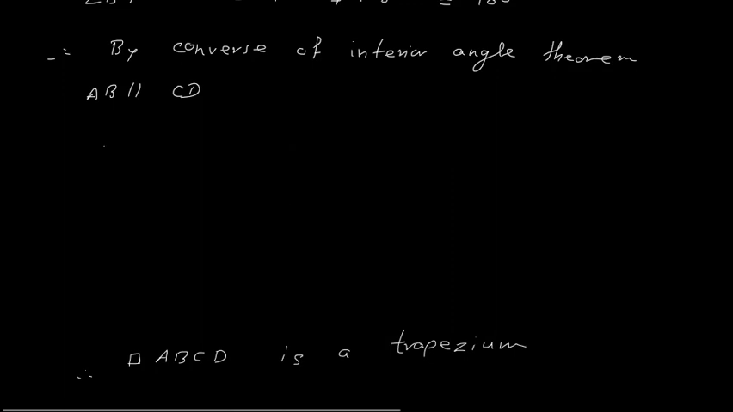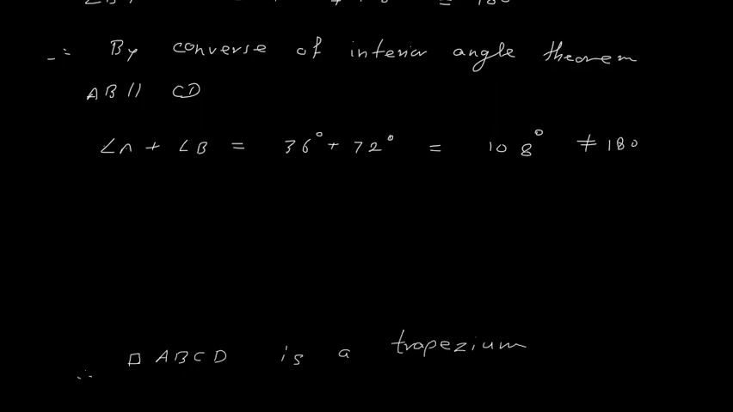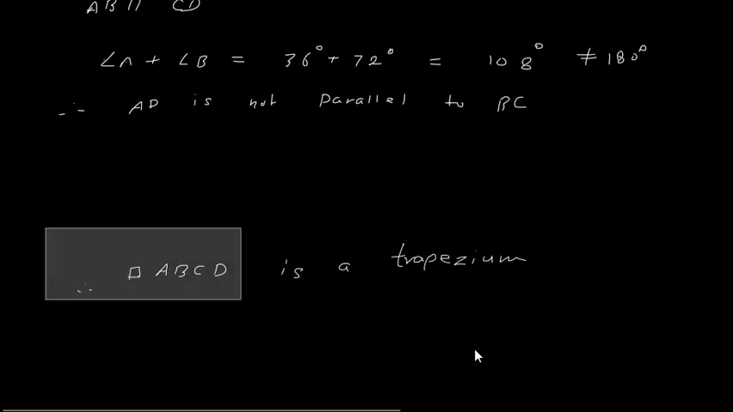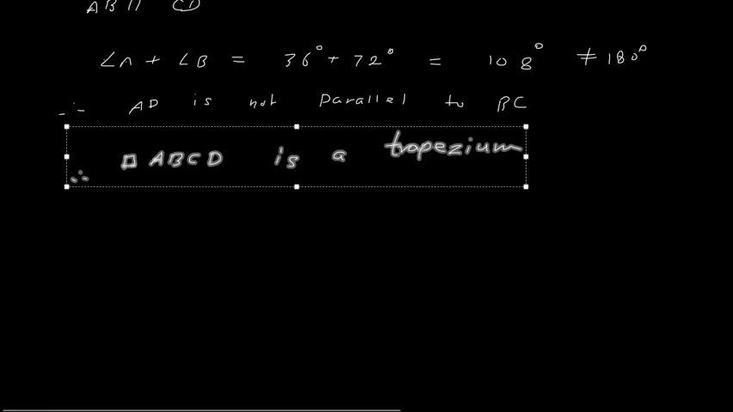Let us check the sum of angle A plus angle B. It is 36 degrees plus 72 degrees, which gives 108 degrees, which is not equal to 180. So as the sum of these two angles is not 180, we can say that AD is not parallel to BC. So we have AB parallel to CD, but AD is not parallel to BC. Therefore, ABCD is a trapezium.